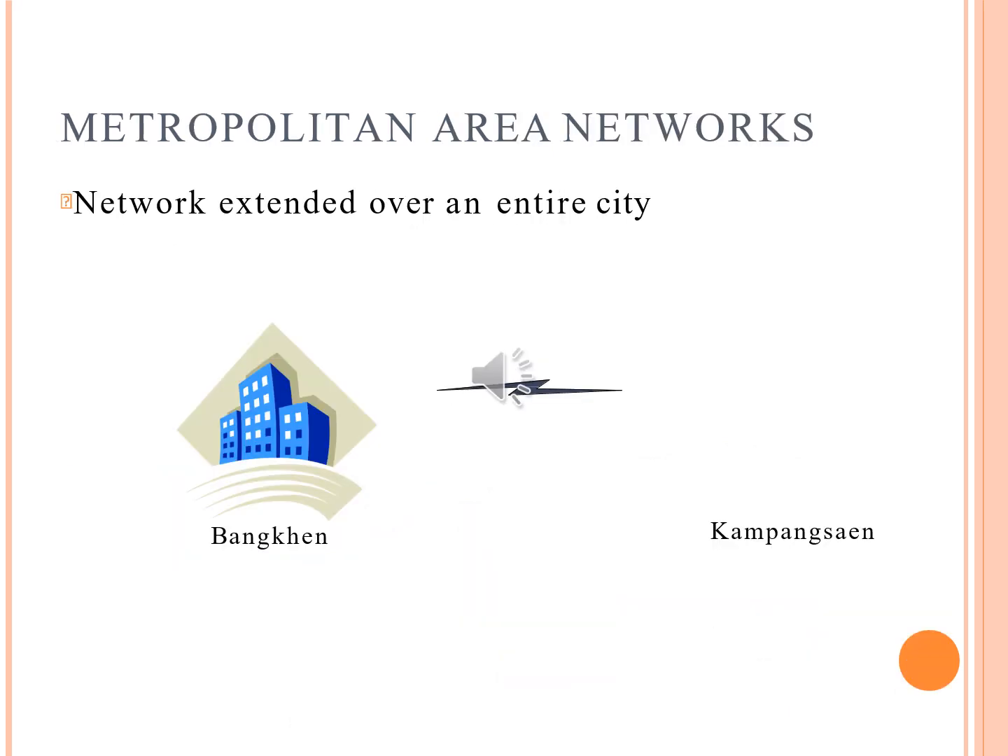Now, the very important thing: suppose we are going to connect some cities, some specified distances. How is that possible? That is quite possible with the help of the metropolitan area network, a network extended over an entire city. As there are two cities specified within the figure, if we are going to connect them, that is possible with the help of the metropolitan area network.